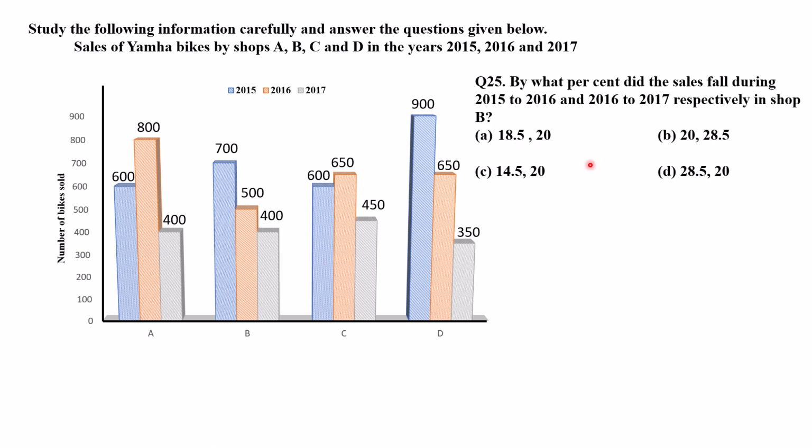Now for the same graph, there is one more question. By what percent did the sales fall during 2015 to 16 and 2016 to 17 respectively in shop B? So you can see in shop B, there is a fall in the sale, isn't it? 700 to 500 and then 500 to 400. So you have to find the percentage of fall or percentage decrease. If you remember, in the lower grades you have studied percentage decrease. How do you find it? Decrease in the amount divided by the original amount, meaning from where it decreased, multiply by 100.